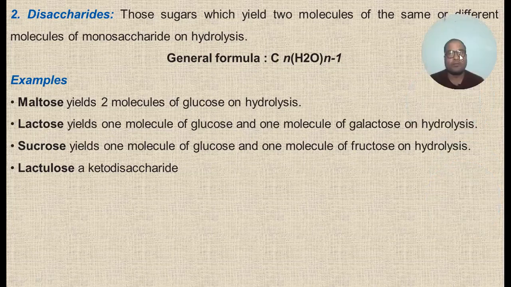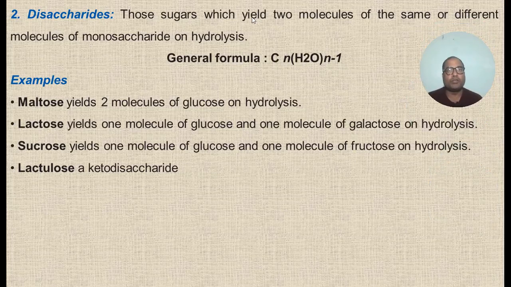Next one is the disaccharides, those sugars which yield two molecules of the same or different monosaccharides on hydrolysis. Their general formula is Cn(H2O)n-1. Examples are maltose, which yields two glucose molecules on hydrolysis. Lactose yields one molecule of glucose and one molecule of galactose on hydrolysis. Sucrose yields one molecule of glucose and one molecule of fructose on hydrolysis. Lactulose is a keto disaccharide. These are the examples of disaccharides.